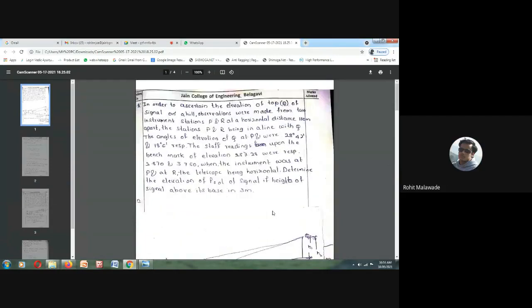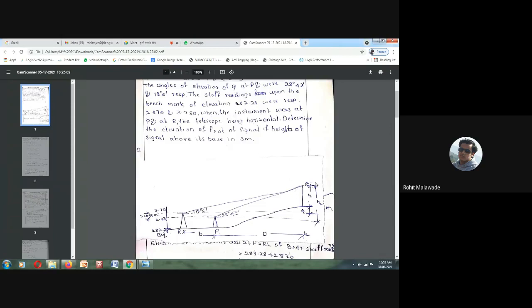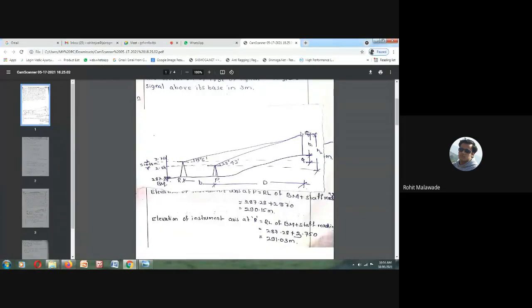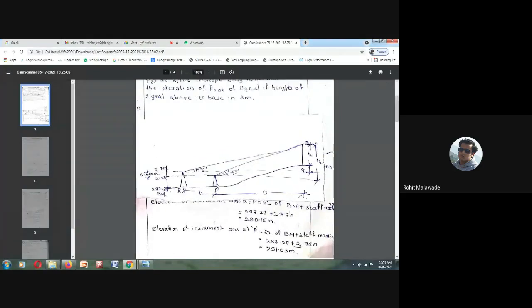So we'll solve one problem. In order to ascertain the elevation of the top Q of a hill, the observations were made from the two instrument stations P and R.